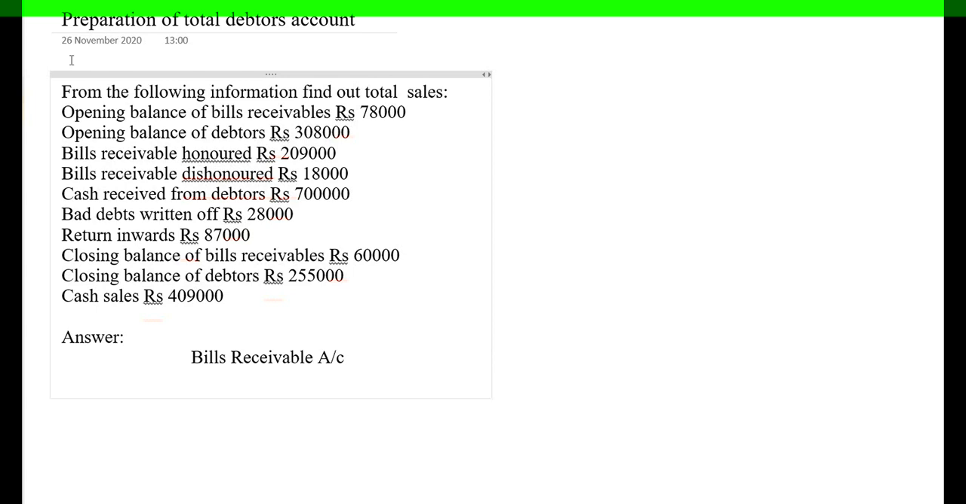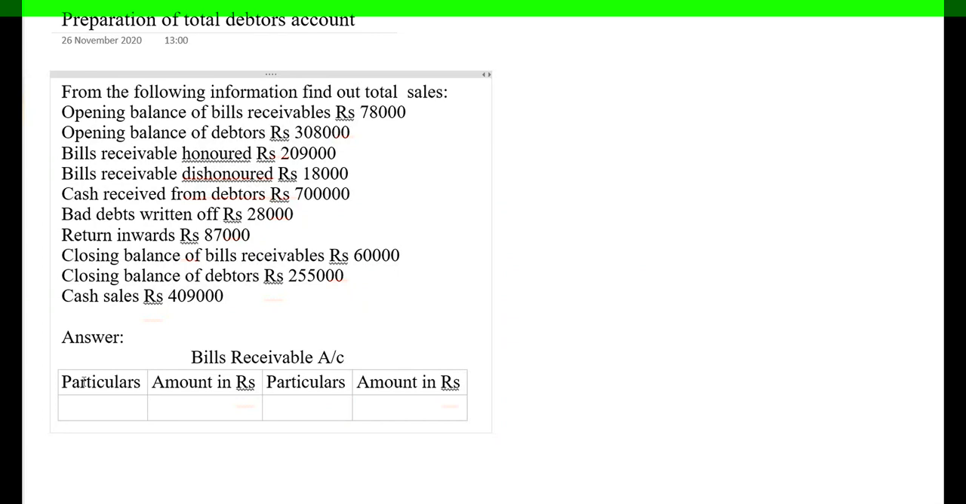Bills receivable account. So let me insert a table here. Four columns are required. The first column particulars, next amount in rupees, next particulars, amount in rupees. Here we can write credit, here we can write debit.